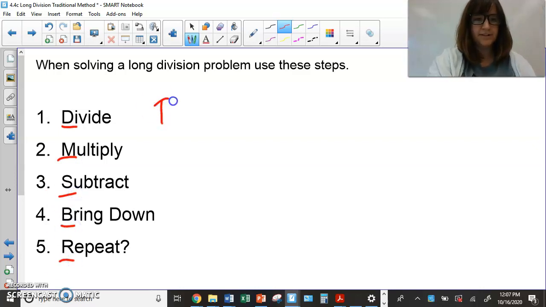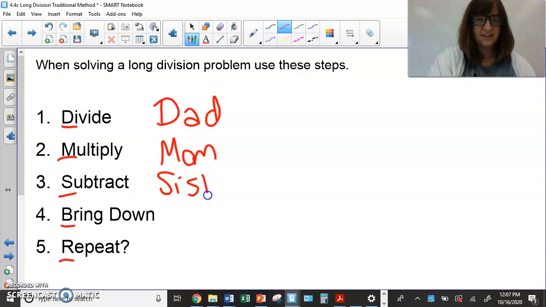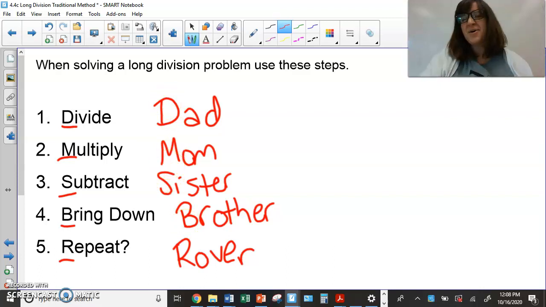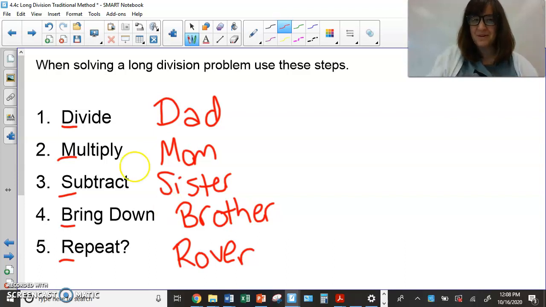So I remember Dad, Mom, sister, brother, Rover, like a dog's name, Rover. Some people think of, does McDonald's serve burgers? Really? Or some people do something with monkeys. You can use any sort of mnemonic device to help you remember. There are a lot out there. This is just the one that I use.